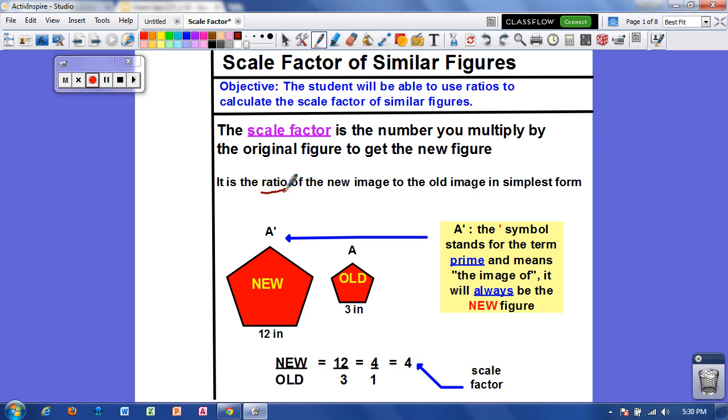So to find the scale factor, we need a ratio of the new to the old image, and we want to put that in simplest form. New to old. If we set that ratio up as a fraction, it would look like this: new over old. We know that our new side length is 12. Our old side length is 3. 12 over 3 simplifies to 4 over 1, and 4 over 1 is simply 4. We have a scale factor of 4, which means that our new figure is 4 times bigger than the old one.